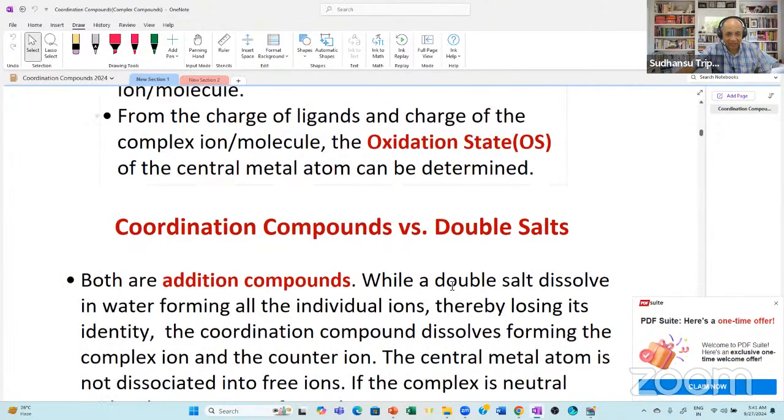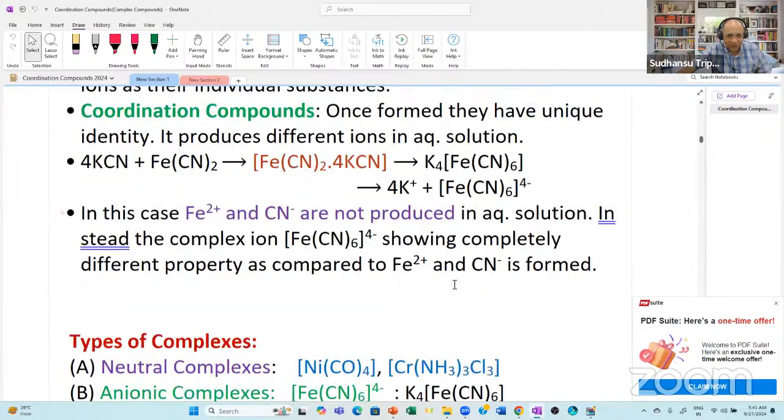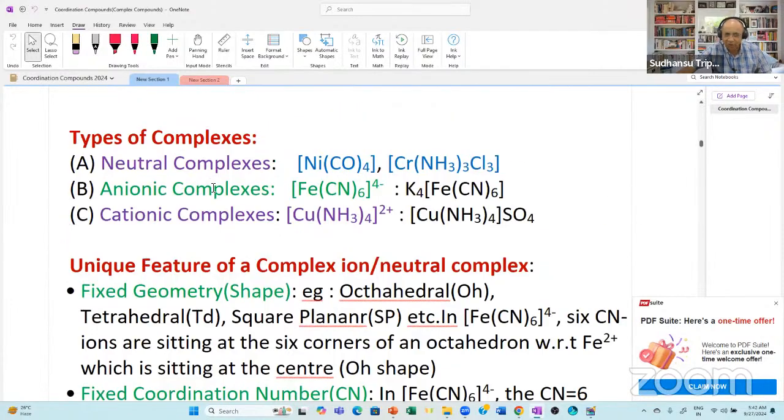This we have already done. I was just wanting to tell you there are 3 types of complexes: neutral complex, like Ni(CO)4, only square bracket, there is no outside or after that or before that. So this is another example of neutral complex.